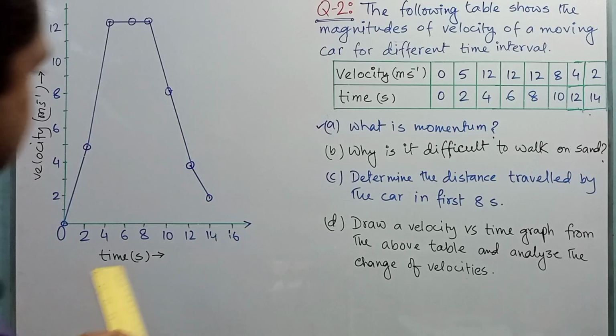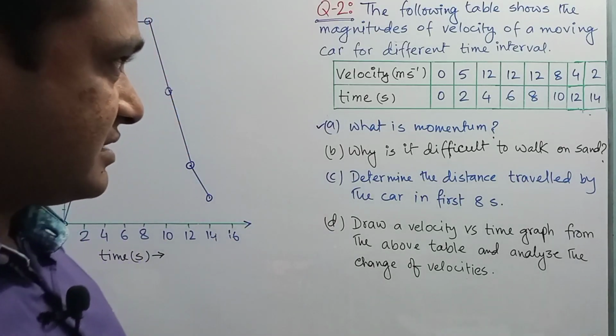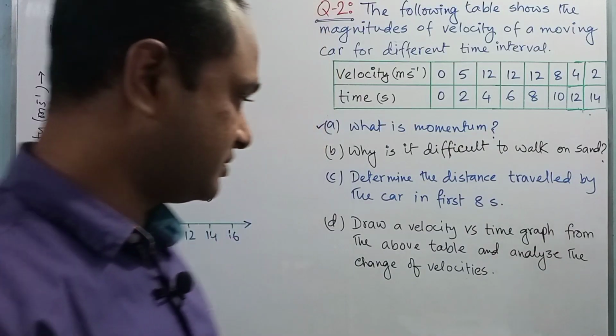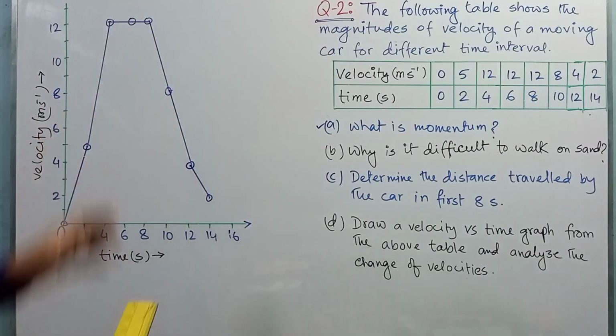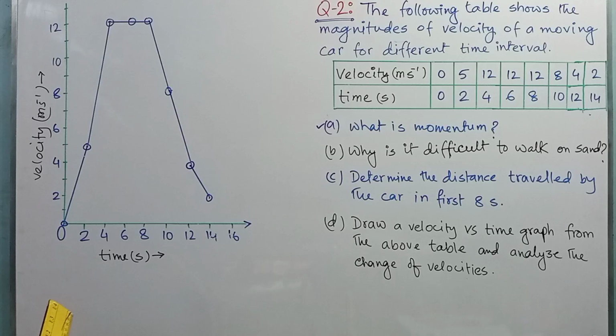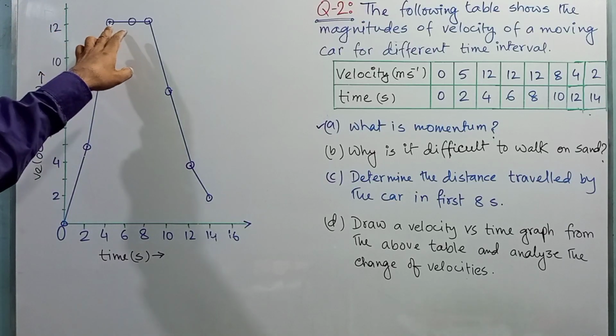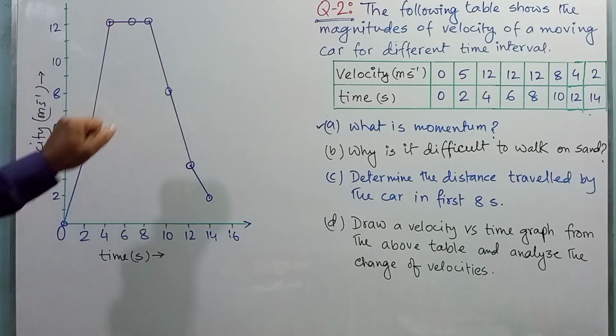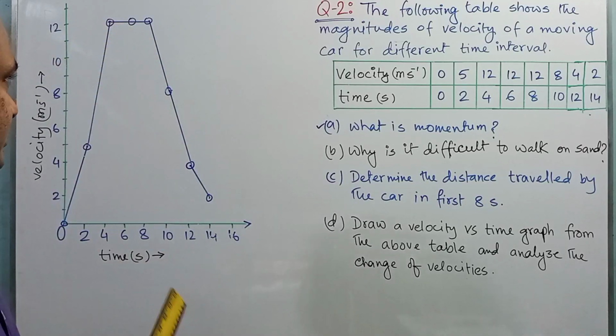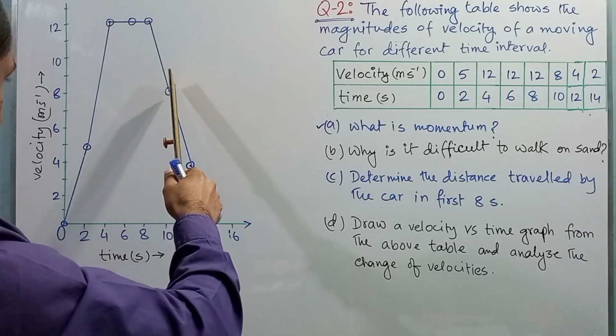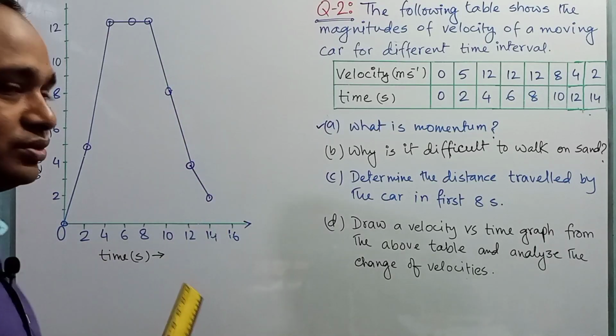Dear student, this is the velocity versus time graph according to this table, right? So observing this graph, we can explain that in first 2 seconds the velocity increases rapidly, that is it increases from 0 to 5, then from 5 to 12 by 4 seconds, then it moves with uniform velocity, maintaining the velocity 12 meter per second, then the velocity reduces from 12 to 8, then 8 to 4, and then 4 to 2.